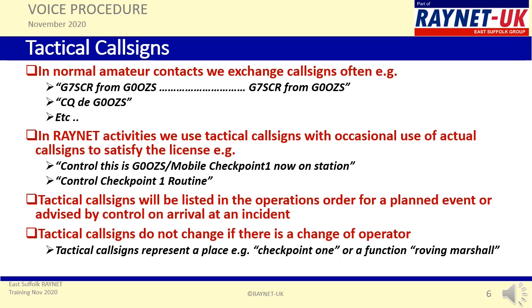Tactical call signs do not change if there is a change of operator. They represent a place or a checkpoint or a function. So something like roving marshal or checkpoint 1 or police control might be used. And if somebody changes shifts, the tactical call sign doesn't change, which makes the net much easier to manage for the control station.